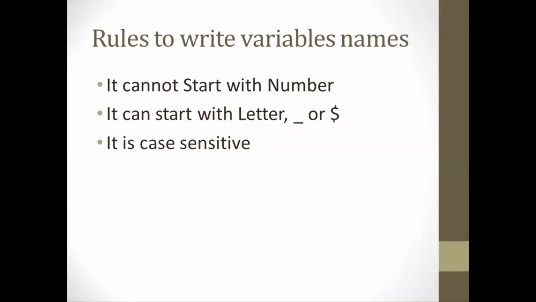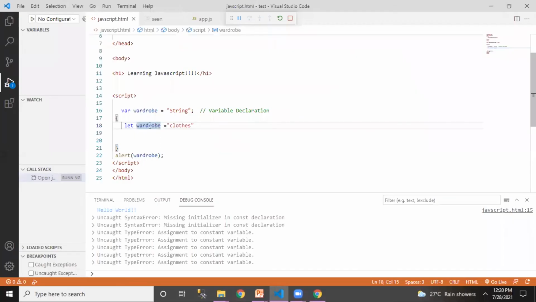Okay, so there are some rules for writing variable names, and those are that it cannot start with a number. Whenever you're writing a variable name, it doesn't have to start with a number. It can't start with a number, okay? It will not take a variable starting with a number. It can start with a letter, with the underscore, or with a dollar sign, okay? And it is case sensitive. So we'll see this one by one.